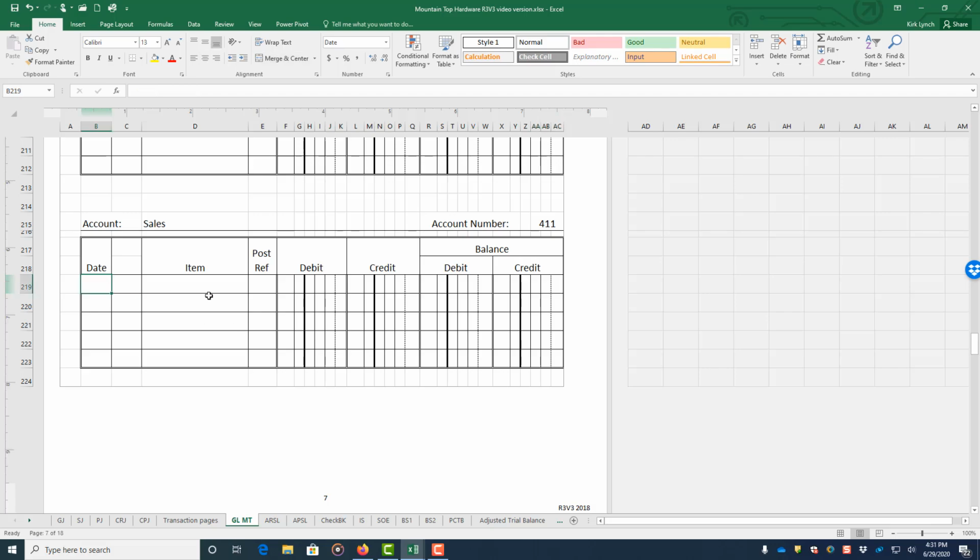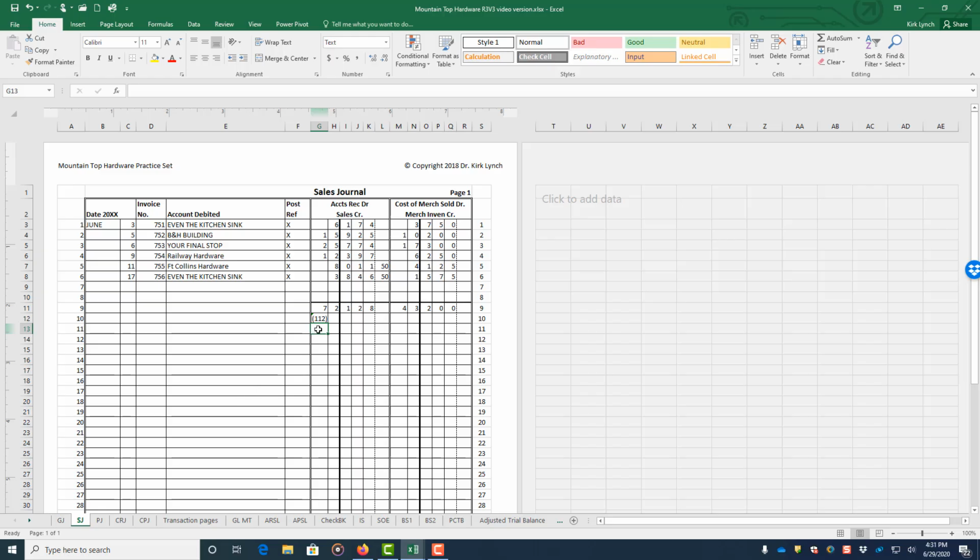We can see there was no entry in sales up to this point, so we need to fill in the date. This is June 30th, and this posting is going to come from our sales journal on page 1, and it's a credit for $72,128, and that will make the balance of our sales account $72,128. Now that we've posted that into the general ledger, to finish this process, we need that account number there, number 411. So back in your sales journal, below the other posting reference, you're going to go ahead and put in 411 in parentheses to show that that has been posted to the sales general ledger account.